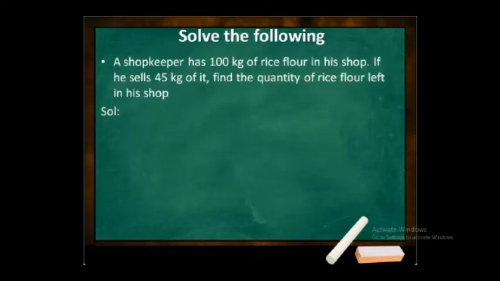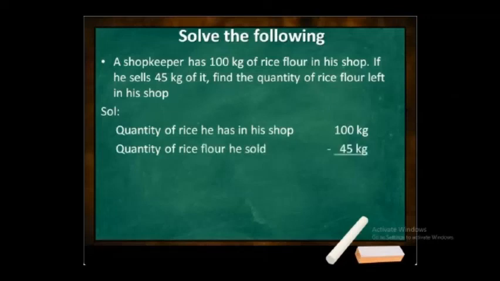A shopkeeper has 100 kgs of rice flour in his shop. If he sells 45 kgs out of it, find the quantity of rice flour left over in the shop. Now, find the quantity of rice flour left over means you have to minus them. Now, we'll write the solution. Quantity of rice flour in the shop is 100 kgs and he sells 45 kgs. Now, we have to find out how much is remaining.